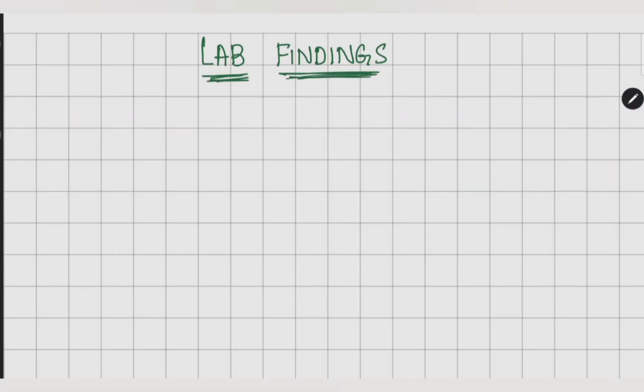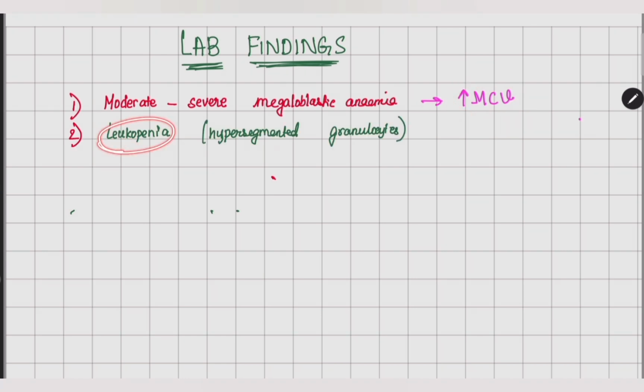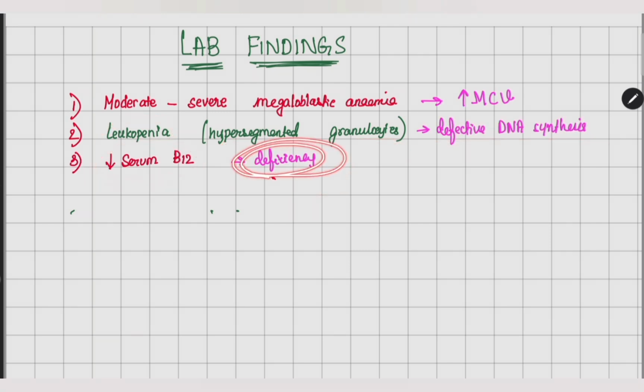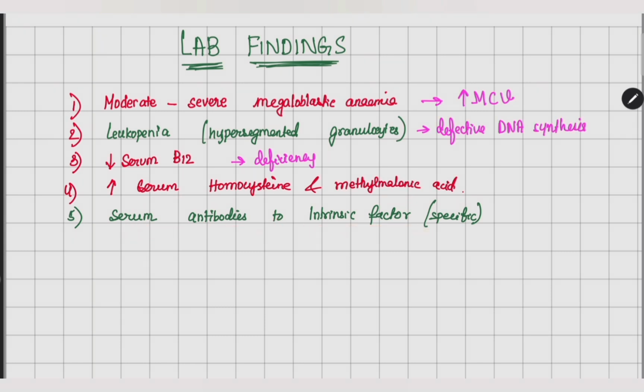Now coming to the lab findings, first of all there will be moderate to severe megaloblastic anemia due to increase in the mean corpuscular volume. Secondly, there will be leukopenia and we will find hypersegmented granulocytes due to defective DNA synthesis. As absorption will be defective, therefore serum B12 levels will decrease. However, serum homocysteine and methylmalonic acid will increase. Okay, serum antibodies specific to the intrinsic factor can also be found.